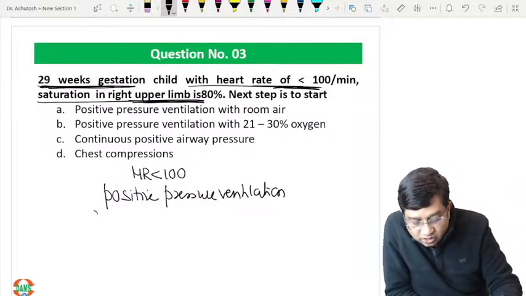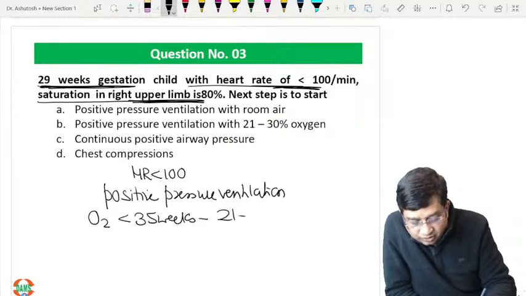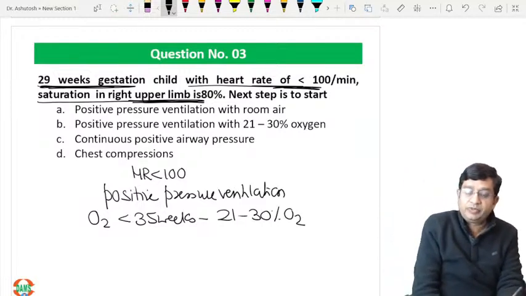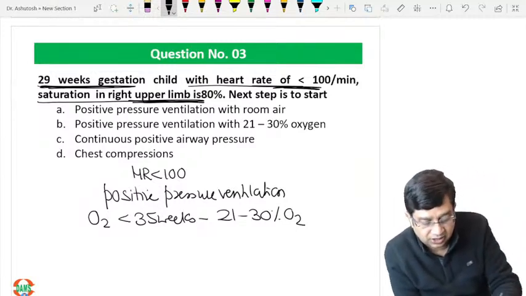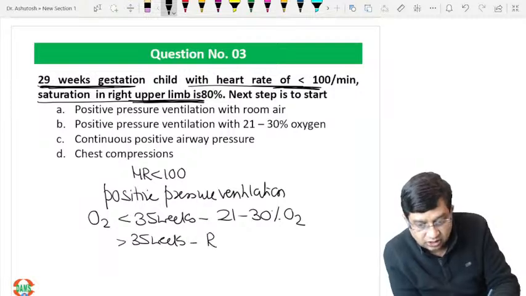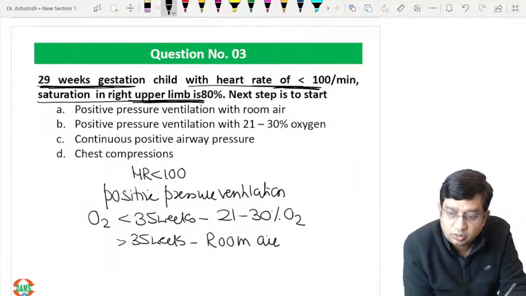And you need to give is oxygen in less than 35 weeks of age. The amount of oxygen given is 21 to 30%. The amount of oxygen given is what? 21 to 30%. And more than 35 weeks, you start with the room air.